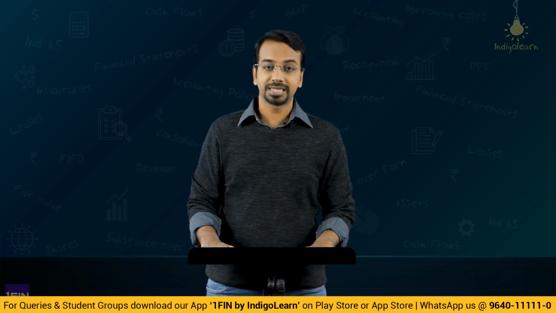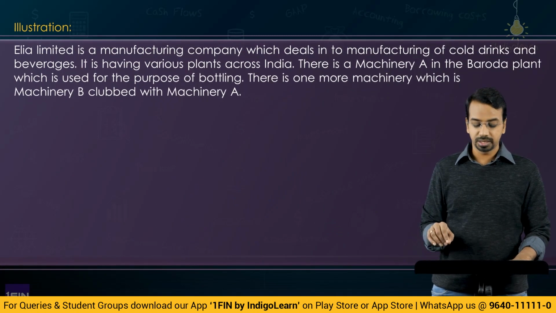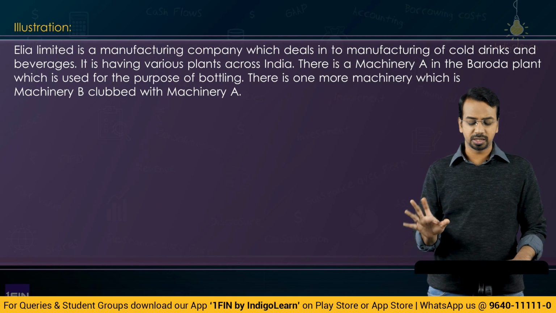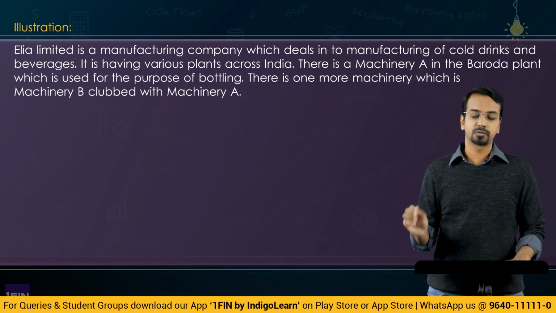Let's have a look at an illustration. Elia Limited is a manufacturing company which deals in manufacturing of cold drinks and beverages. So, there is a manufacturing company. It has various plants across India. There is machinery A in the Baroda plant which is used for bottling.